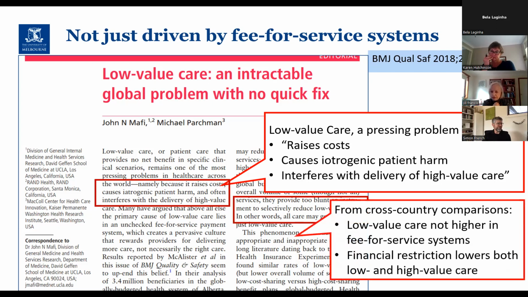And from these cross-country comparisons, they identified that low-value care is not higher in unrestricted fee-for-service systems. And when you do make a financial restriction within that system, they observed that it tends to lower both low-value and high-value care. So the potential quick fix of fixing up the fee-for-service problem is not necessarily the whole of the solution to this problem.